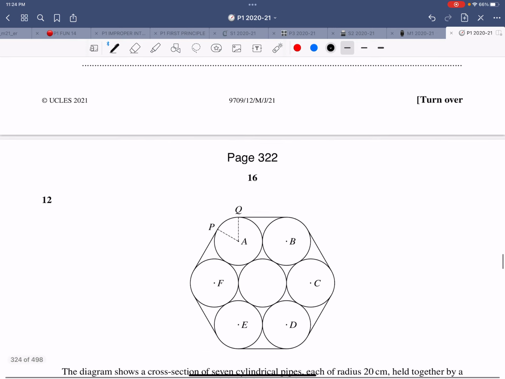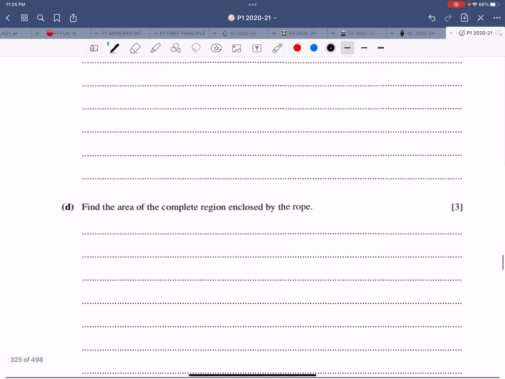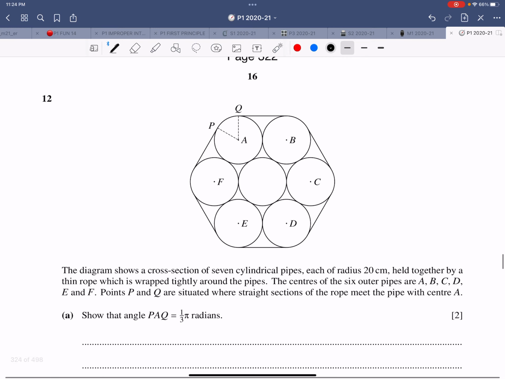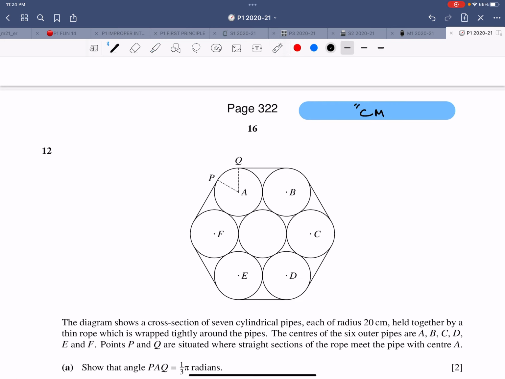Now we have reached what looks like the last question, because this is question number 12. Sometimes it's 11 and sometimes it's 12. So this time it's question number 12, and it's all about circular measure, a very, very detailed question that has come over here. Now let's study this diagram very, very properly.